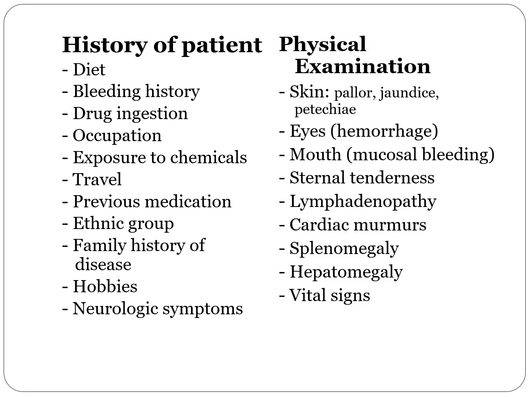For the physical examination, we have the skin that includes pallor. Pallor is reduced oxyhemoglobin in skin and mucous membrane. Jaundice is an important assessment of anemia. It may imply evidence of RBC destruction, and we have also petechia. Petechia or petechiae, these are red spots on the body caused by a minor hemorrhage. And then eyes, mouth, sternal tenderness, lymphadenopathy, the cardiac murmurs, splenomegaly or enlargement of the spleen, enlargement of the liver, plus the vital signs of the patient.